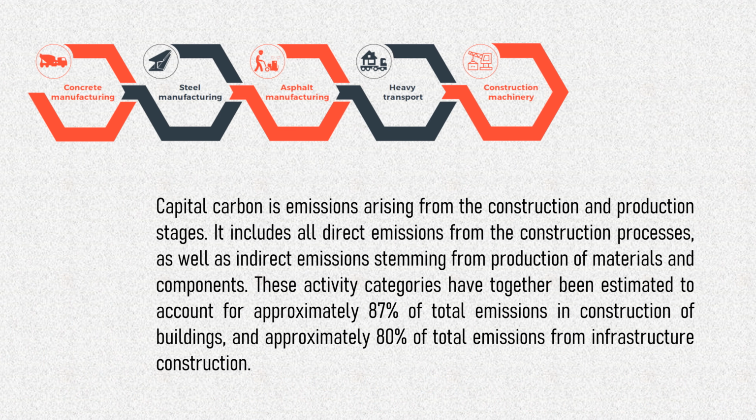Capital carbon is emissions arising from the construction and production stages. It includes all direct emissions from the construction processes as well as indirect emissions stemming from the production of materials and the components. These activity categories have together been estimated to account for approximately 87% of the total emissions in construction of the buildings and approximately 80% of total emissions from infrastructure construction.